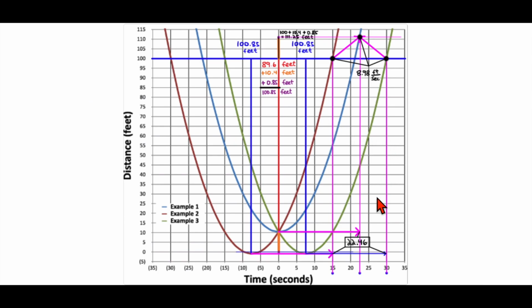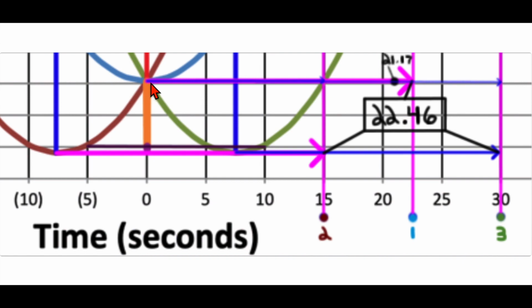So let's look at this graph just for a moment. I'm going to zoom in on this section right here. So the time it takes body number 1 to travel 100 feet from point 0, it takes this 21 and 17 hundredths seconds right here.